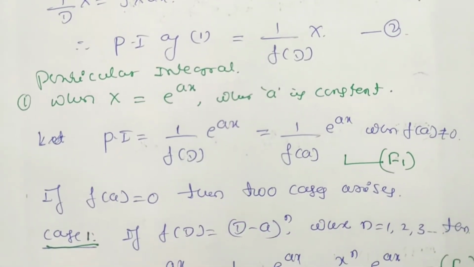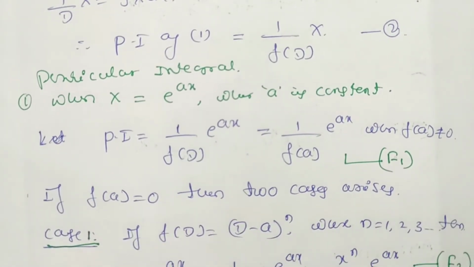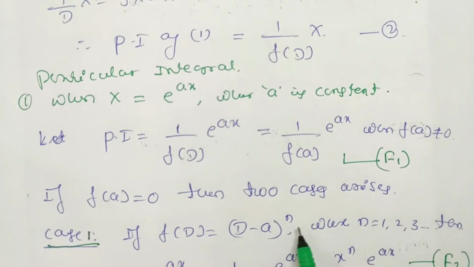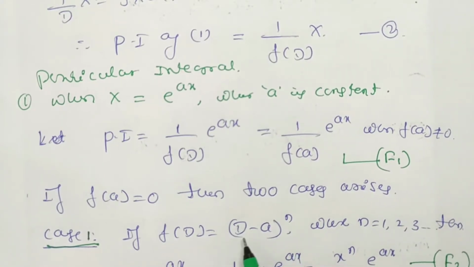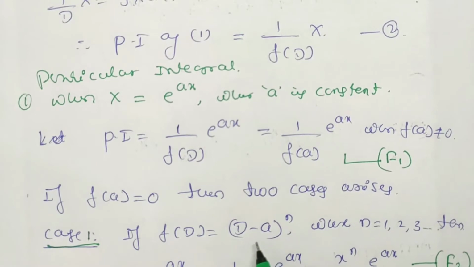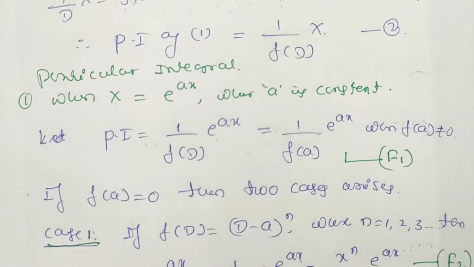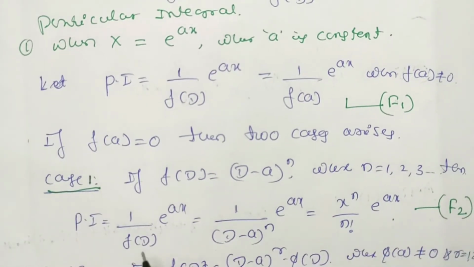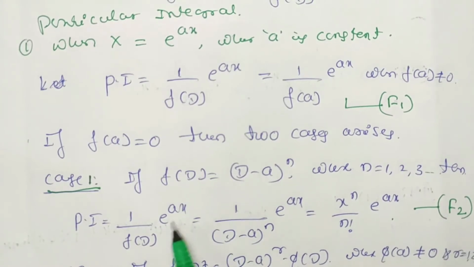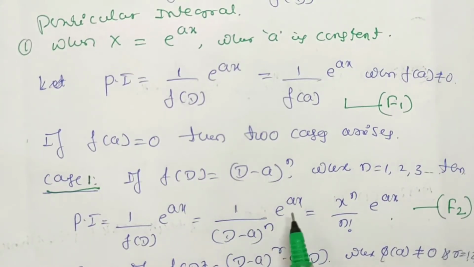First one is case 1. If f of D is equal to (D minus a) raised to n, so if you substitute D equals a, it becomes 0, where n equals 1, 2, 3 etc. Then particular integral is equal to 1 by f of D into e raised to ax, which is equal to 1 by (D minus a) raised to n e raised to ax.